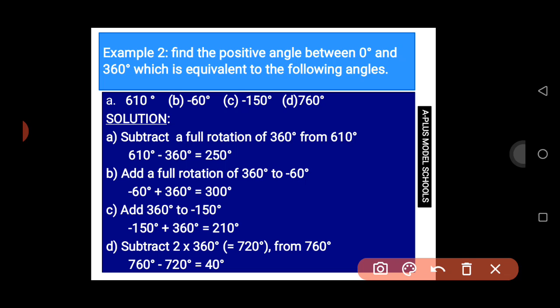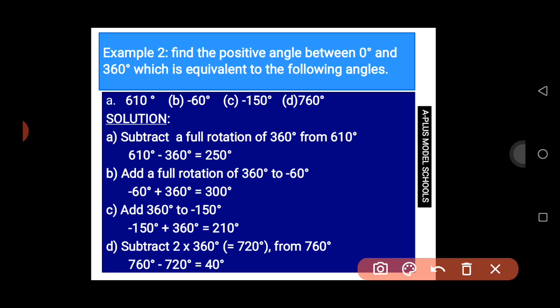You see that 720 degrees is more than twice of 360 degrees. So what I did here is I now multiply 360 by 2, which gives me 720 degrees. You see that it's not up to 760. And if I want to do it the same way I've been doing examples A, B, and C, I can still do it the same way.